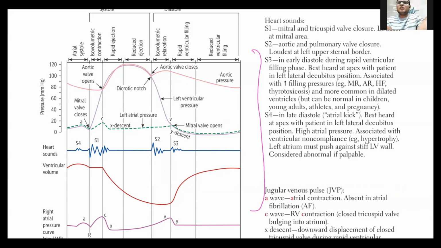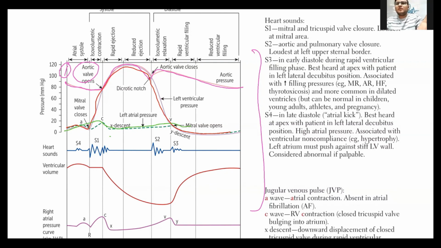We will discuss what the aortic changes will be. Number one, this is a curve I am highlighting. This is the aortic curve. Number two, we will also discuss the changes in the left ventricular pressure. This is the left ventricular pressure curve. Next, we will discuss jugular venous pulsation, JVP. And we will also discuss the left atrial pressure. This is the left atrial pressure.